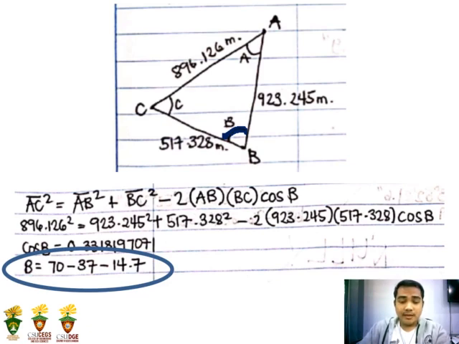So, we can have the value for cosine B is equal to 0.3318197071. And to get the value for B, cosine inverse sa B lang, so you can have the value for angle B to be 70 degrees, 37 minutes, and 14.7 seconds. So, siya ang value for angle B.